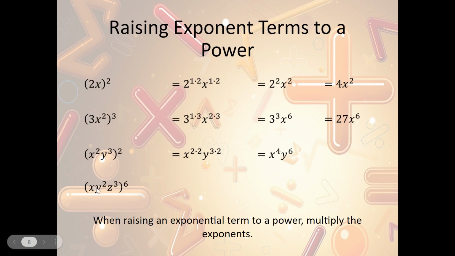Now we have x, y squared, z cubed, to the 6th. So we're just going to multiply each of the exponents by 6. So we get x to the first times 6, and y to the second times 6, and z to the 3rd times 6. And we're just going to multiply these out. So 1 times 6 is 6, 2 times 6 is 12, and 3 times 6 is 18. So we should get x to the 6th, y to the 12th, z to the 18th.